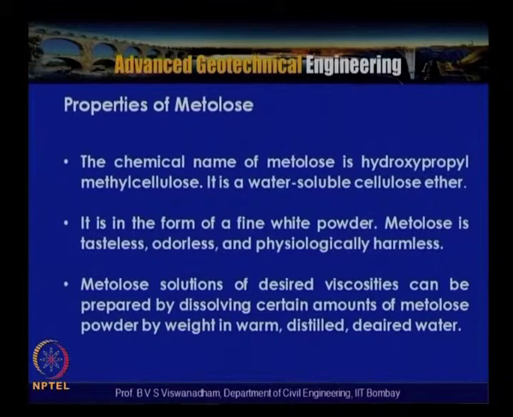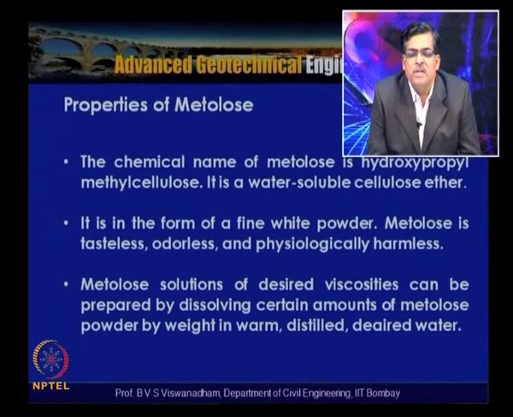So the properties of Metolose: the chemical name of Metolose is hydroxypropyl methyl cellulose, and it is a water soluble cellulose ether. It is in the form of fine white powder, and Metolose is tasteless, odorless, and also harmless. And Metolose solutions of desired viscosities can be prepared by dissolving certain amounts of Metolose powder by weight in warm, distilled and deaerated water.